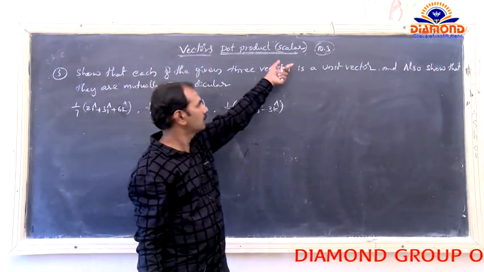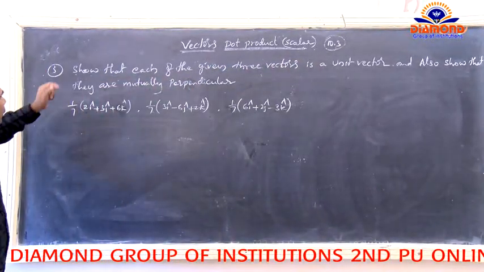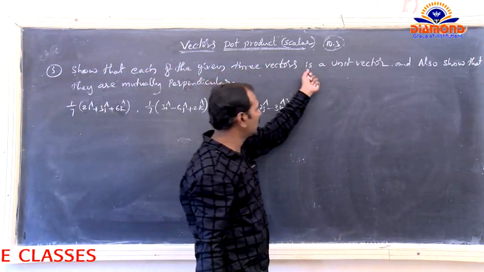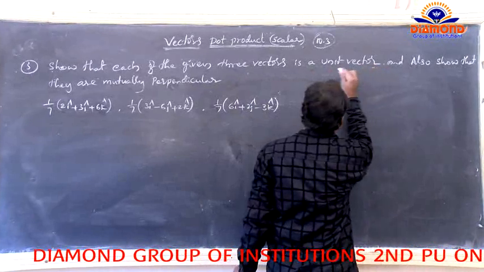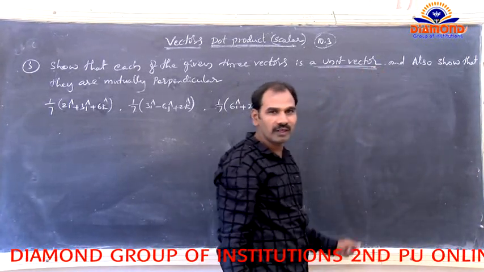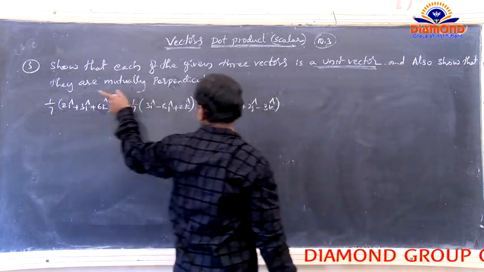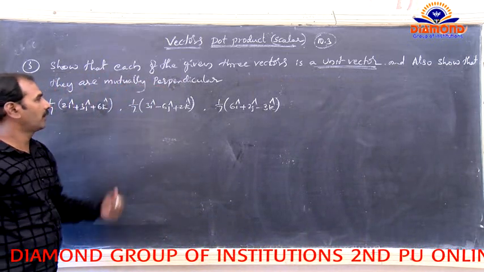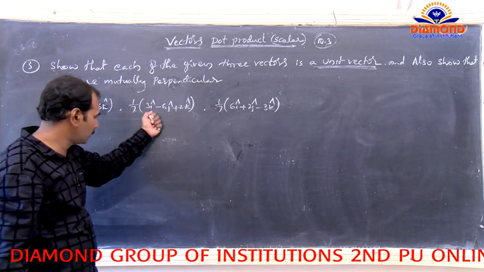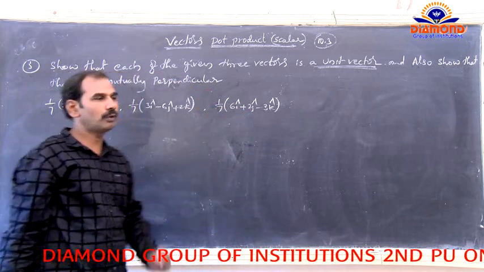In the dot product exercise 10.3, problem number 5: show that each of the given three vectors is a unit vector. Unit vector means the magnitude of the vector is 1. And also show that they are mutually perpendicular, meaning this vector is perpendicular to this one, and this is perpendicular to this one, and this is also perpendicular to this one. So a simple way.